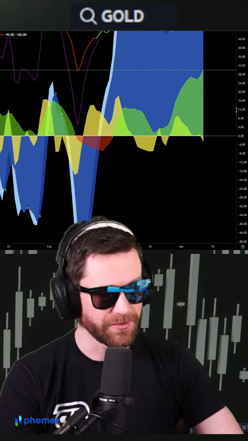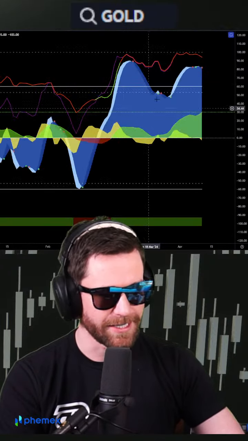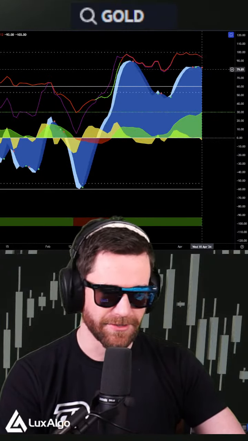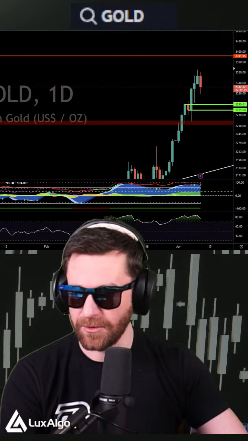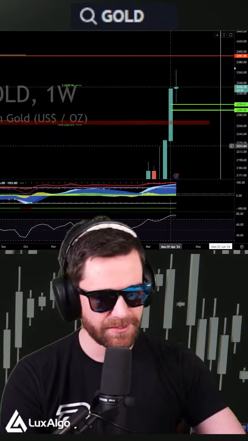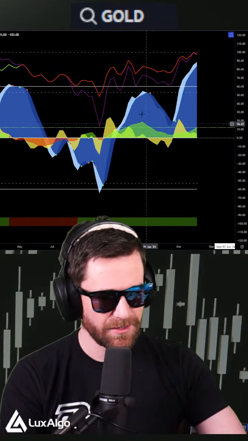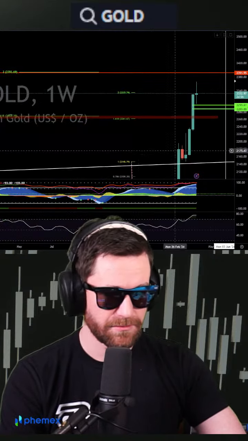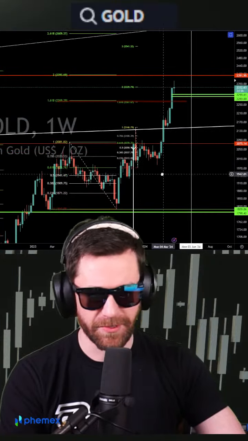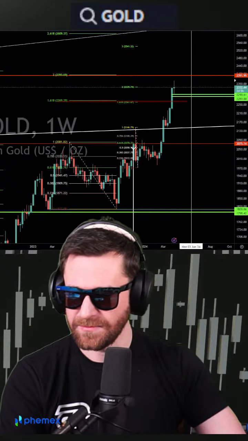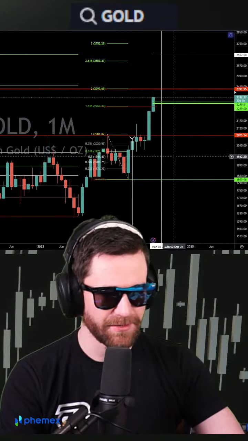Gold looks even better than the dollar, though. Money flow is rocketing up. Momentum is maybe getting a little toppy, but money flow is really driving home the bullishness of gold. Wow. I think gold's going to 2,400 this month. We called the all-time high breakout.